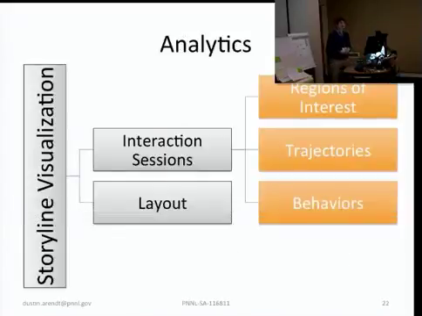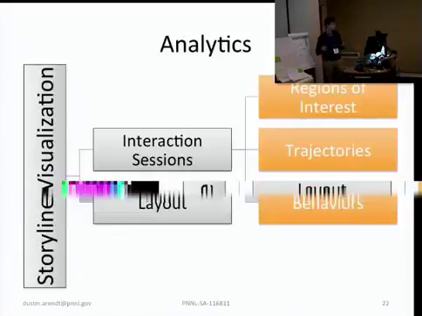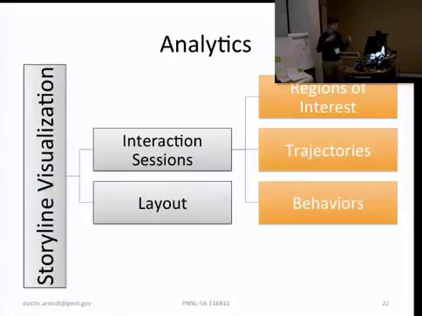Okay, so analytics, that's the first major technical part of this talk. And analytics for storyline visualization, or in particular my approach, is about generating interaction sessions from arbitrary data. And we do that essentially with these three big steps. First step is to find the regions of interest. The second step is to find the trajectories. The third step is to find the behaviors. So since I haven't defined any of that already, don't worry about that quite yet. Just keep that in mind to help you keep track of the flow of this talk.